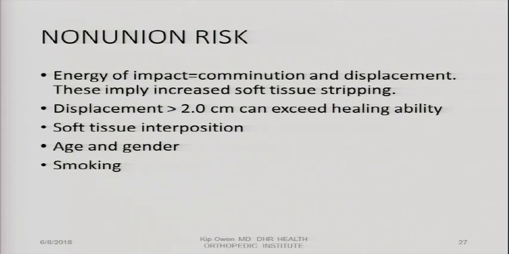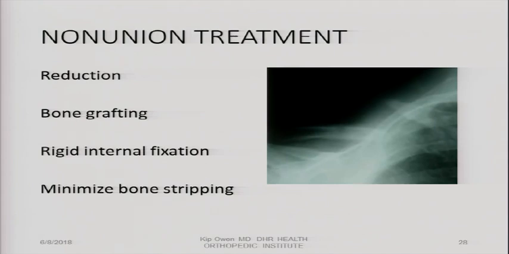Older people, higher risk. Females, higher risk. Smokers, higher risk to develop non-unions. So to treat a non-union, you have to reduce it. Often requires bone grafting to enhance healing, and it requires rigid internal fixation to gain union.